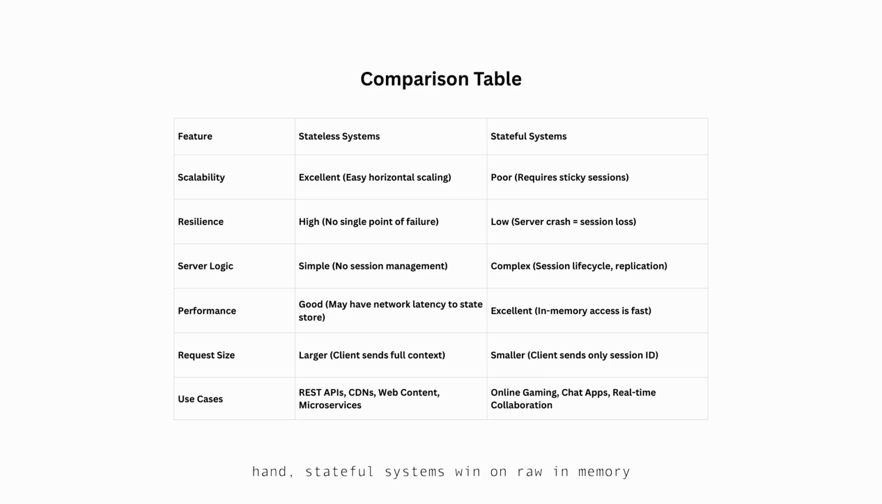On the other hand, stateful systems win on raw in-memory performance and can lead to simpler client logic, but it comes at a huge cost. They are fragile and incredibly difficult to scale effectively. This is why you only see them in very specific, latency-sensitive applications like real time gaming or chat servers. And as we have seen, the industry has largely settled on this modern hybrid approach, which has the best of both worlds and is the foundation for almost every large scale application you see.